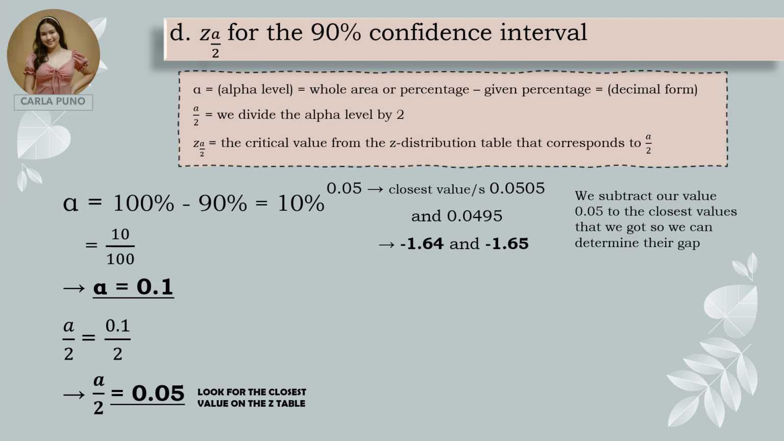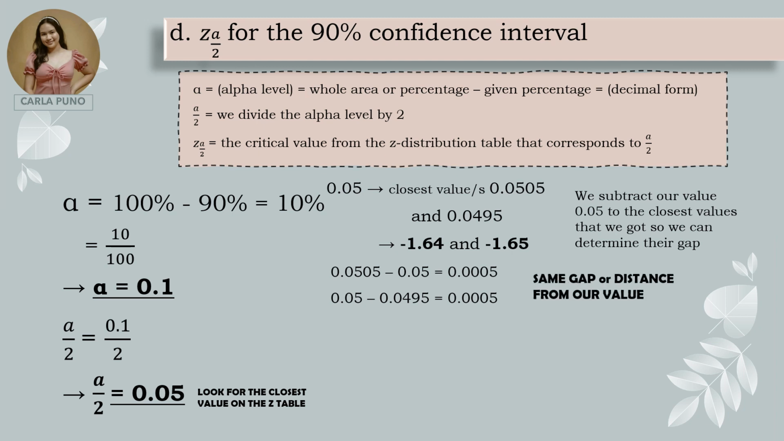We subtract our value 0.05 from the closest values that we got, so we can determine their gap. We have 0.0505 minus 0.05 equals 0.0005, and next 0.05 minus 0.0495 equals 0.0005. As we can see, they are the same in distance from our value. Therefore, we use both corresponding values to solve for z sub alpha divided by 2.